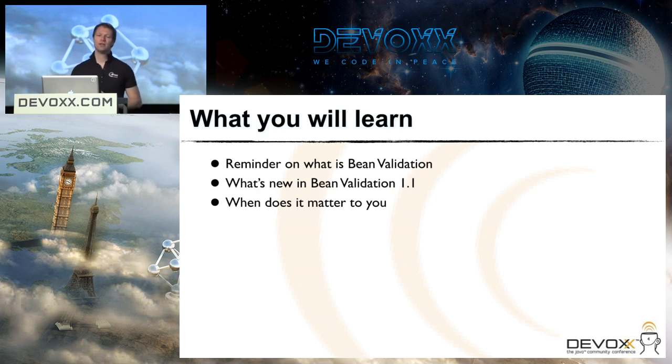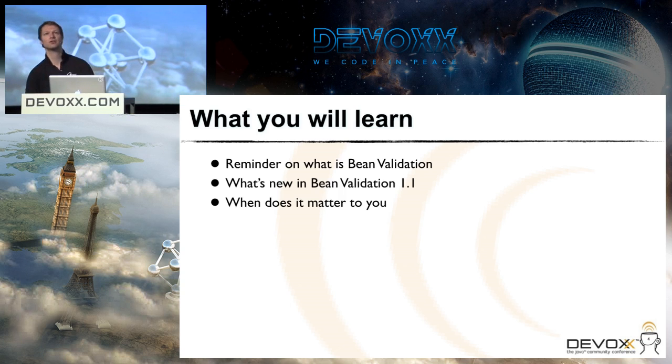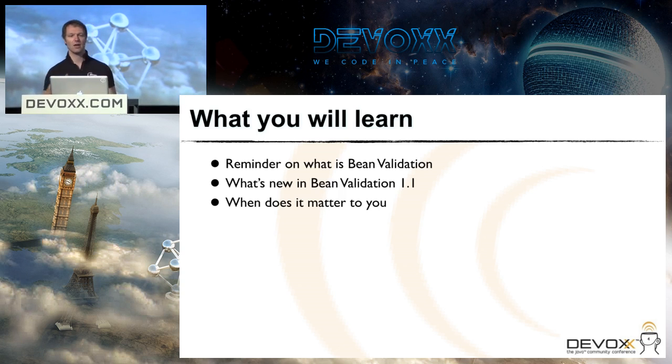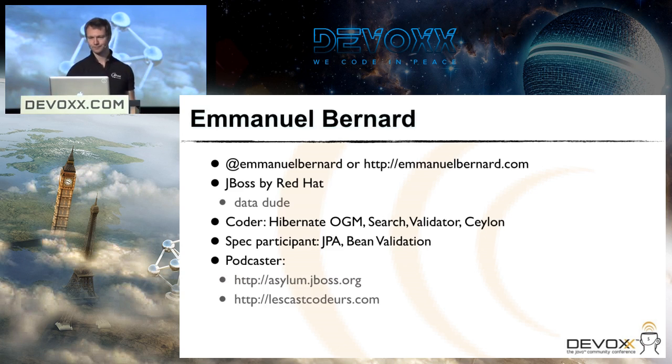And what I will do today is to remind you what Bean validation is, so you get the key concept that we will expand on Bean validation 1, so you understand what's going on. The second thing is, then I will move to Bean validation 1.1. What are the new features? And for those features, I'll tell you why it matters to you, in your future applications.